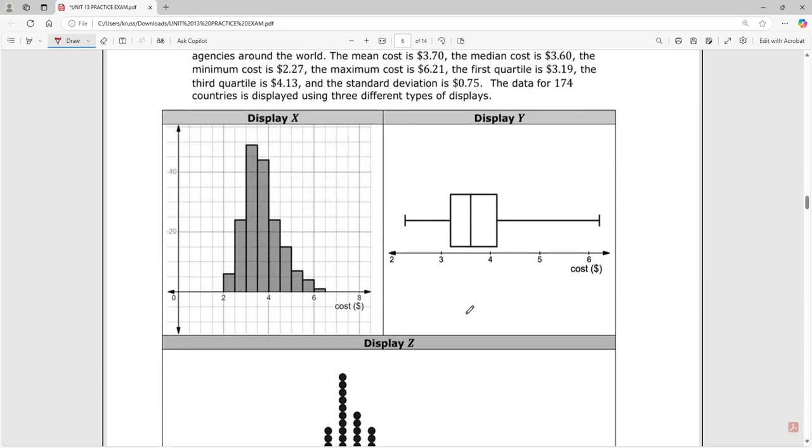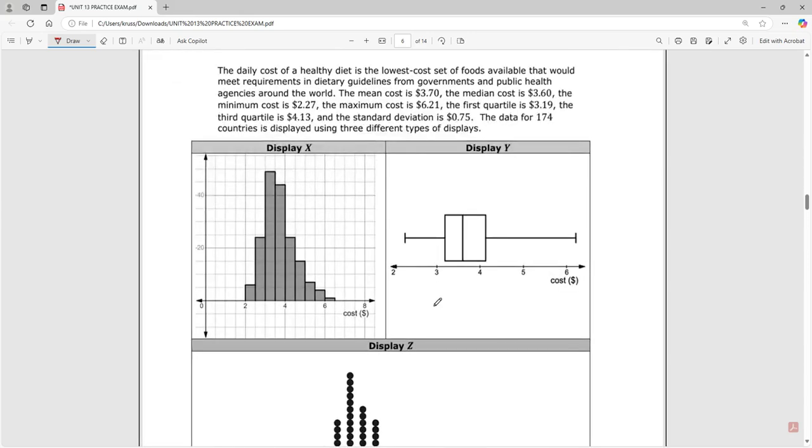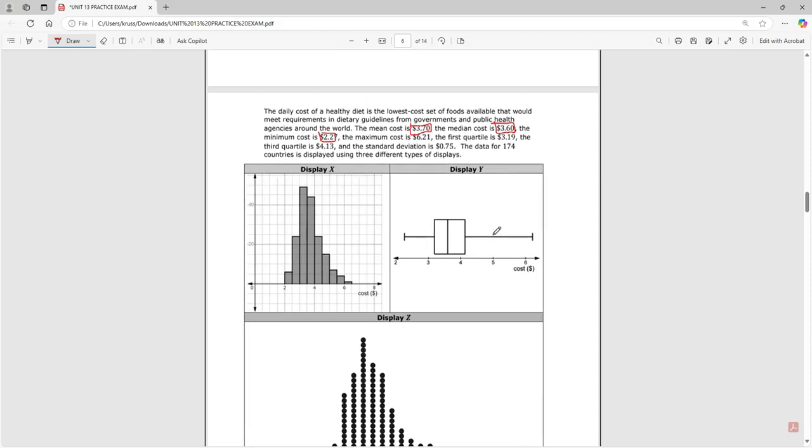All right, so here is the daily cost of a healthy diet. Government, the mean is the average is $3.70. The median is $3.60. The minimum is $2.20. Let's do it like this. Okay, and the maximum is $6.21. The first quartile is this. The second quartile, the third quartile is this. Lower and upper quartiles, and a standard deviation is for the n number of countries.